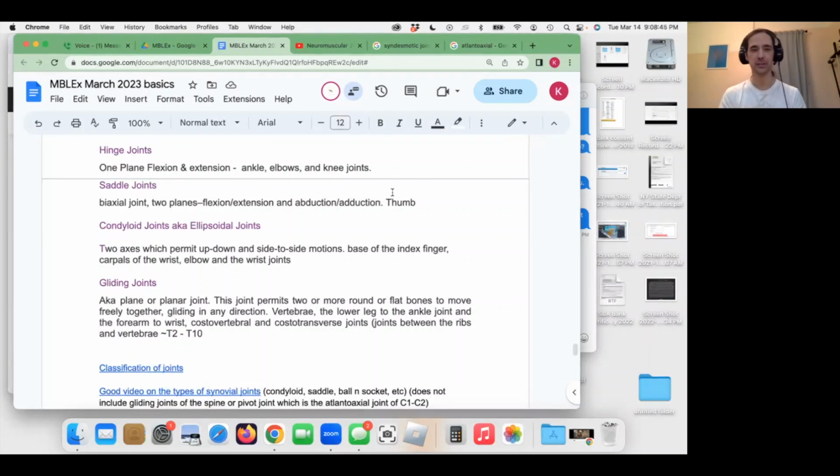Dora, so hinge joints. You just heard us say that the elbow is a hinge joint. Can you name the two other hinge joints in the body?